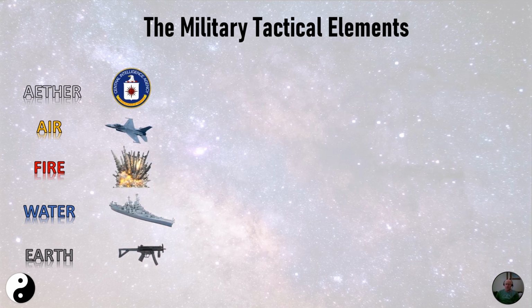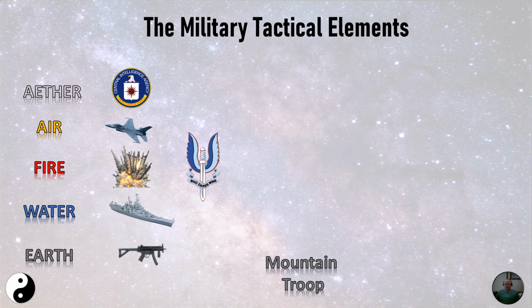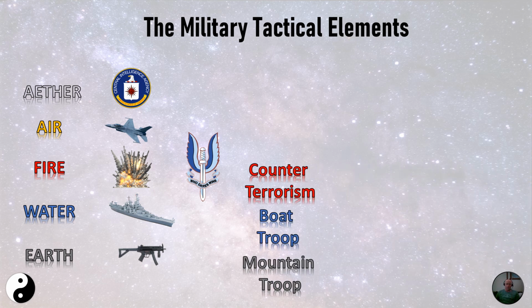Now we also have the 5 different components of our military. So we have the army, the navy, the counterterrorism or attack force, and the air force, and also the intelligence. If you look at somewhere like the SAS, for example, they have the mountain troop, boat troop, counterterrorism, air troop, and of course command. So again, they're reflecting those elements.